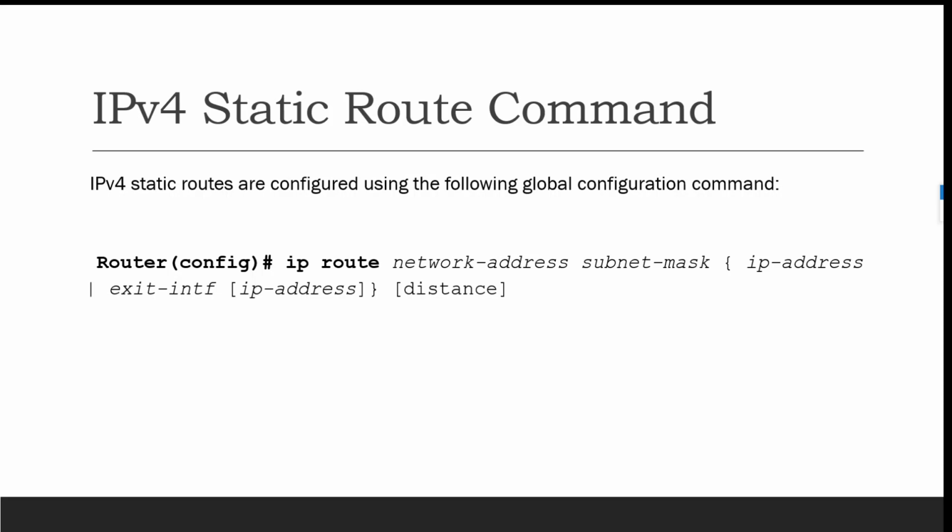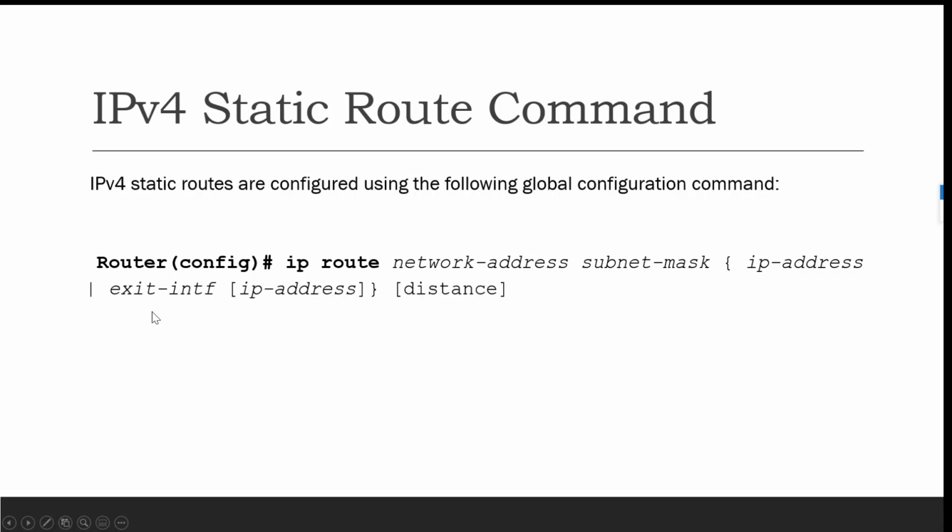To configure a static route in the global configuration mode, we do ip route followed by the destination network and the subnet mask. The static route can be configured with a next hop IP address. This IP address is not the local router's IP address. It is a neighbor's IP address, so we call it a next hop IP address.